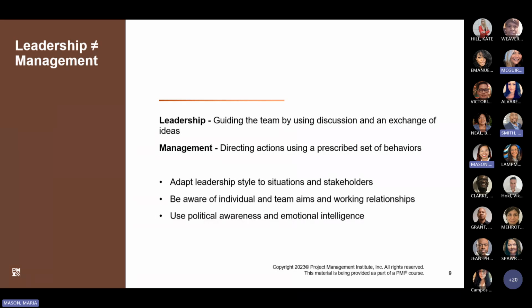Not all team members and not all stakeholders are motivated and inspired the same way. And so you need to recognize and act upon the most suitable and reasonable approach to lead the project team. Whether the approach is to take charge or quietly work behind the scenes, as the project manager, you've got to assess the situation and adapt your leadership style to that situation and the stakeholders. And so it can sometimes feel like you're juggling 13 different people, personalities, priorities at the same time. You've got to be aware of the individual and the team needs, your working relationships, and you've got to use and leverage your emotional intelligence.